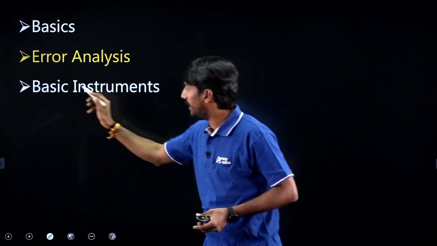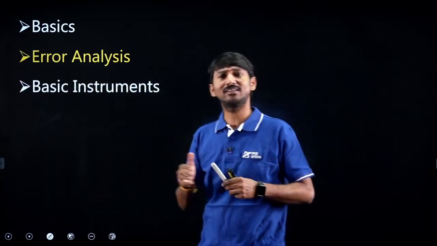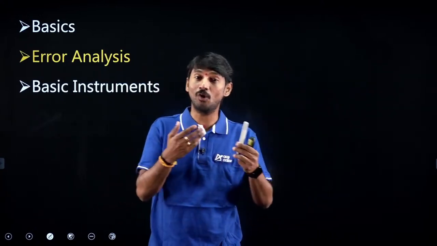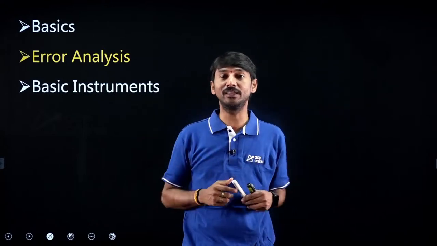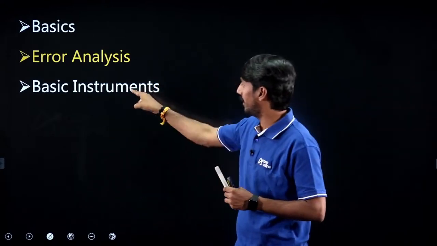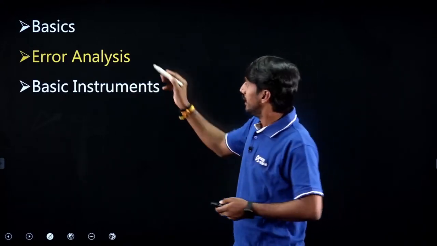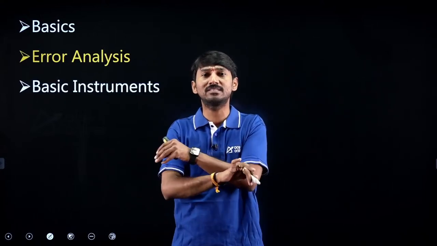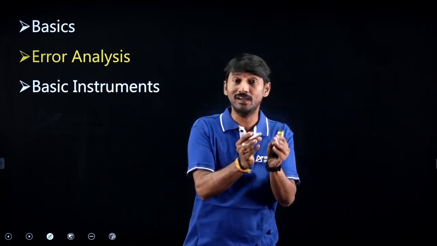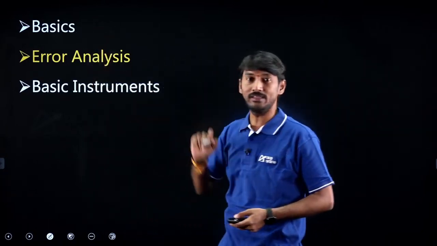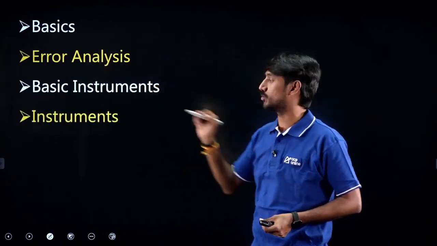After that, basic instruments. Sir, what are the types of instruments? Indicating instruments, recording instruments, integrating instruments, and then the corresponding constructions and everything will be available in this chapter. If you complete these three chapters, we can have the complete basic idea regarding measurement and instruments. With this concept, we can start the chapter on instruments.